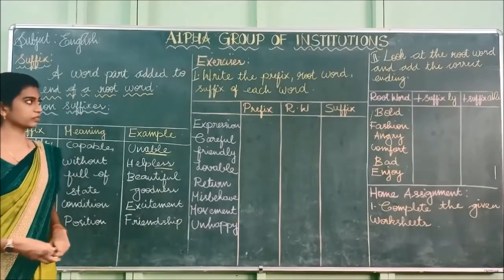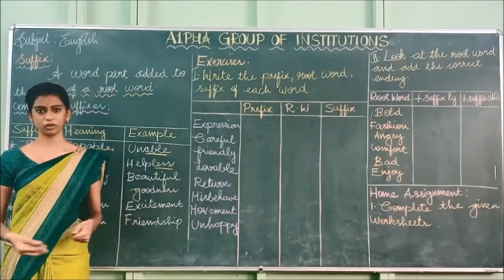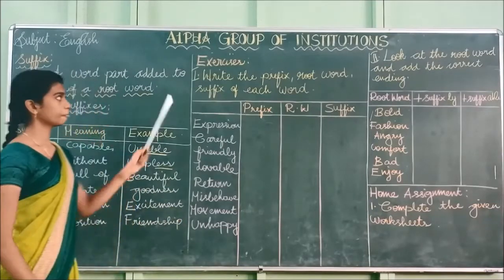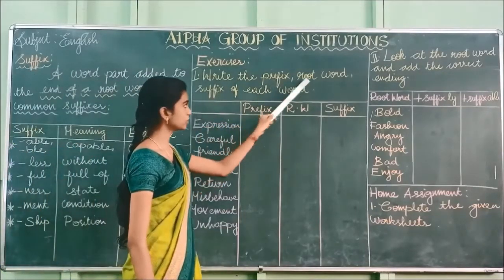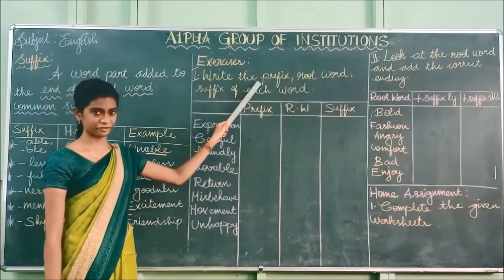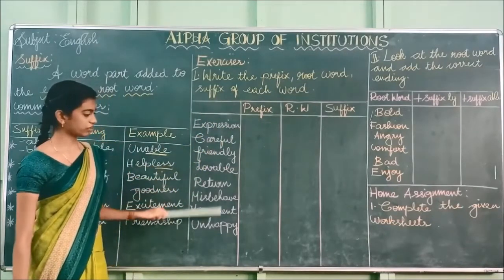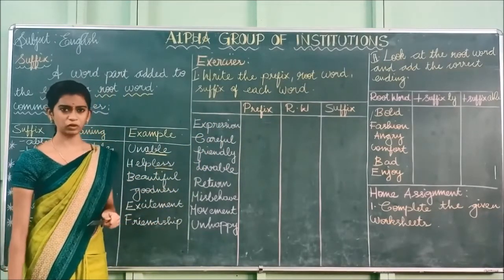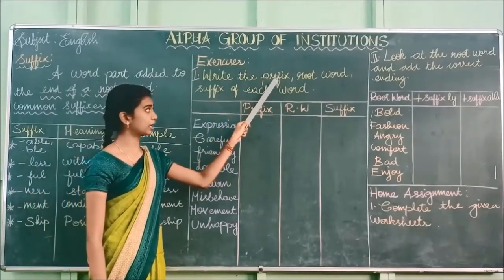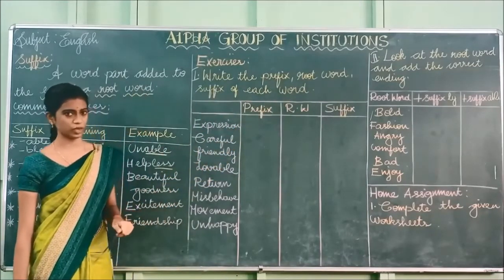Have you understood? Okay. So next we are going to see the exercise. I have given you a worksheet, so we are going to see how to do those exercises. The first one: write the prefix, root word, suffix of each word. I have given some words for you. You have to identify and write the prefix, root word, suffix. Shall we do it?